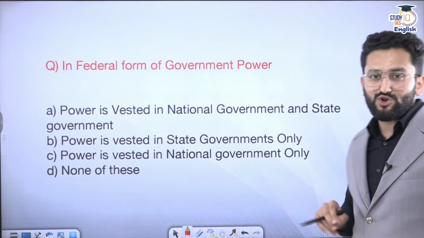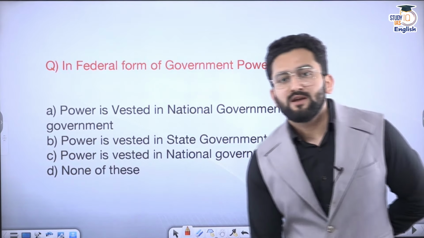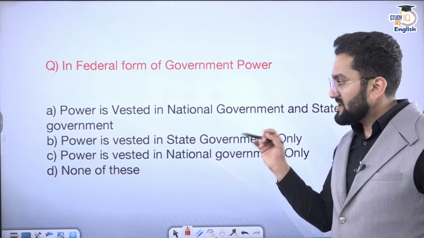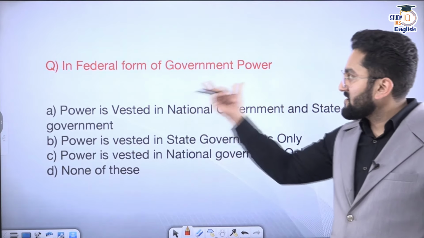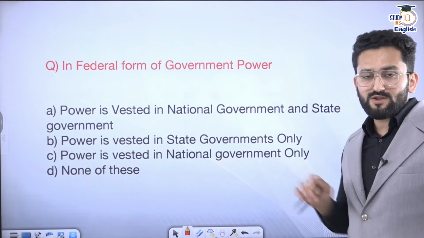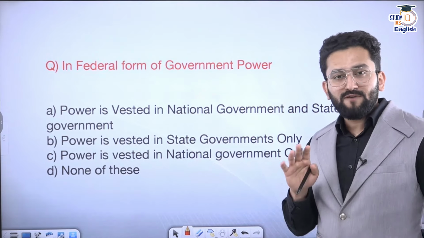Now attempt this question, and I find this question direct, but there is some intricacy involved. Federal form of government power. Just attempt this question. You have 5 seconds to attempt.